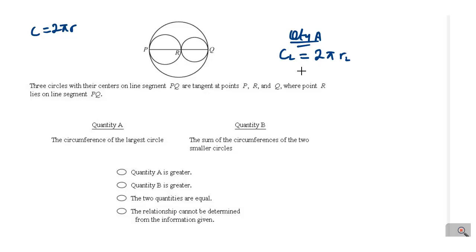And so if we want to write it in terms of diameter, we know that D is 2R, so R is D over 2. So 2 pi R_L can be written as 2 pi times D_L over 2. So this can be written as pi D_L. So that is the circumference of the large circle. That's the formula.